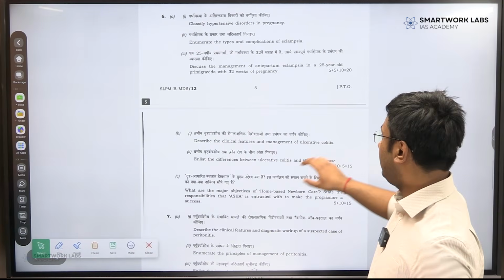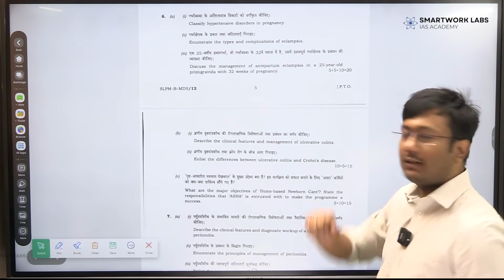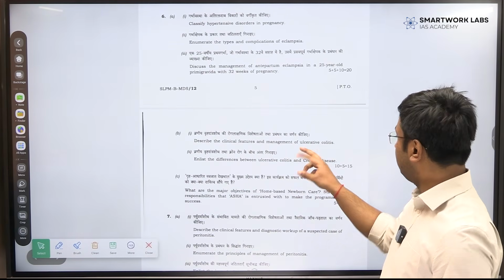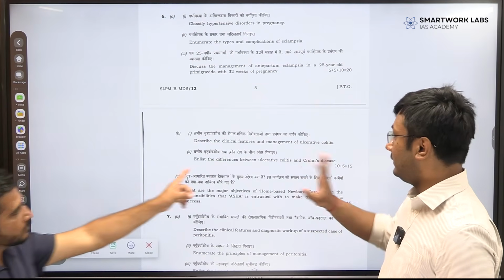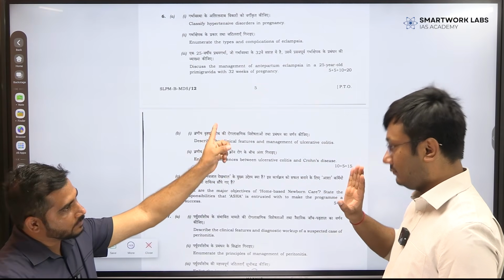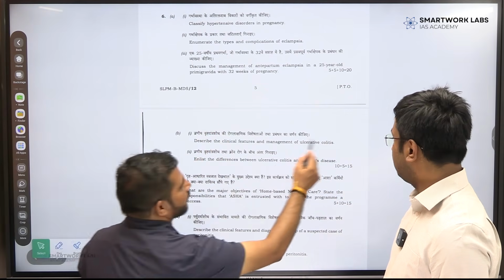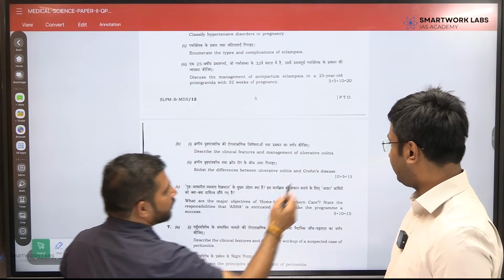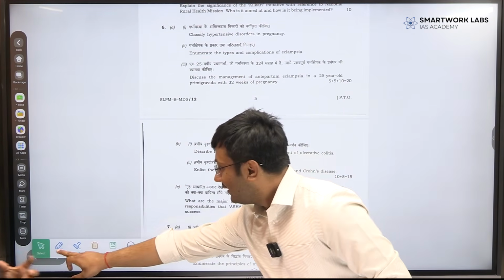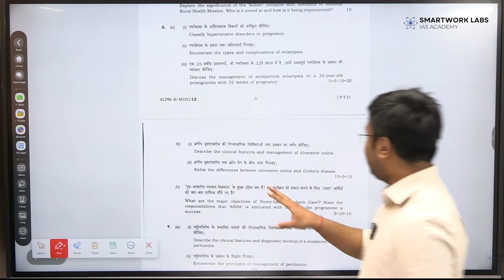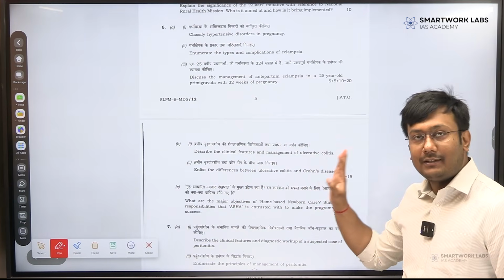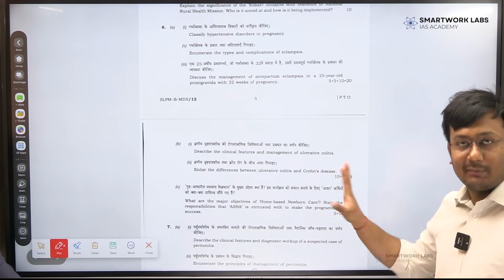So the next question is that of clinical features and management of ulcerative colitis. The surgical question was anorectal, and now they are asking about ulcerative colitis. Ulcerative colitis and Crohn's disease: this is a very unique topic. Remember, what is unique about this question is that although ulcerative colitis is mentioned in the syllabus, Crohn's disease is not mentioned in the syllabus.